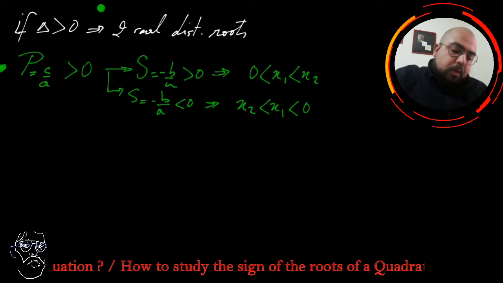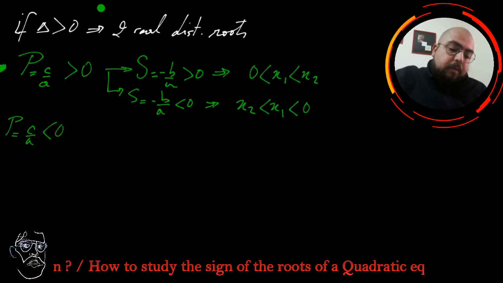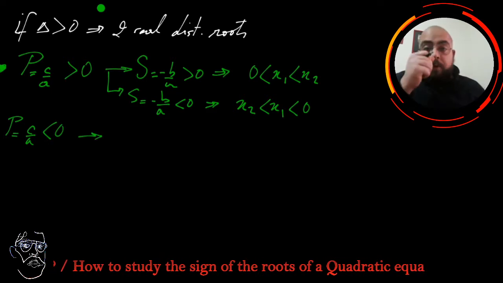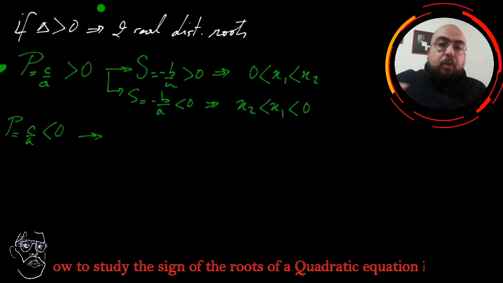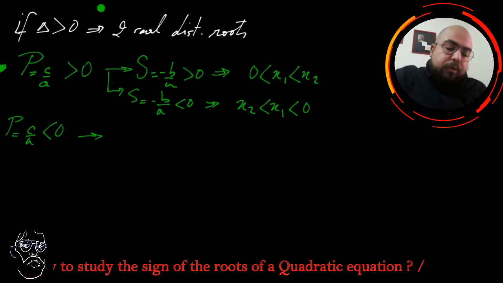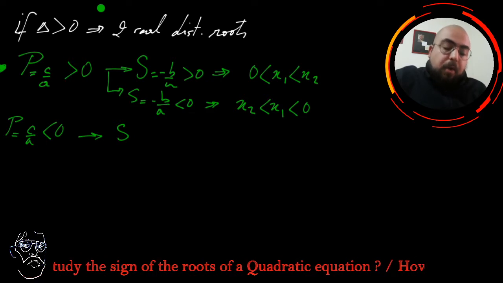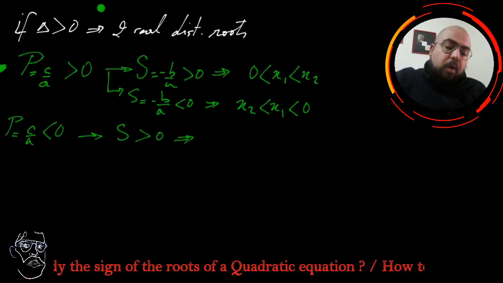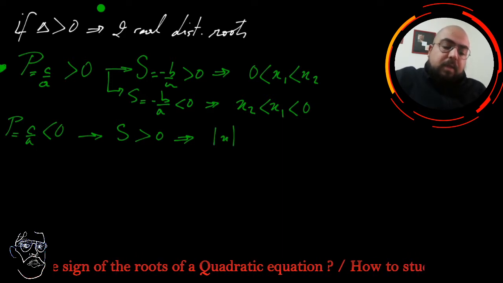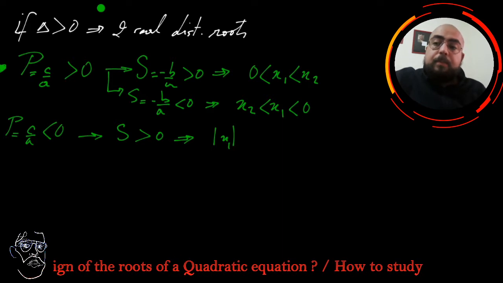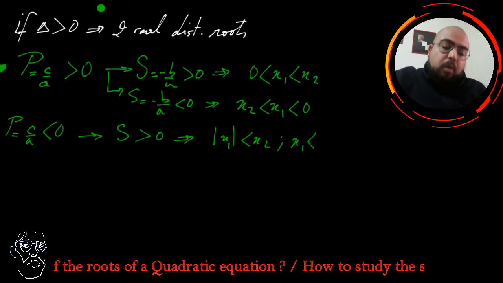What if P was negative? So P, which is equal to c over a, is negative. Again, it means that one of the roots is negative, the other one is positive. But of course, how am I supposed to find out more about them? I should check S, the sum. If the sum is positive, it means that the negative root in absolute value will remain smaller than x2, and I can write down x1 smaller than 0, smaller than x2.